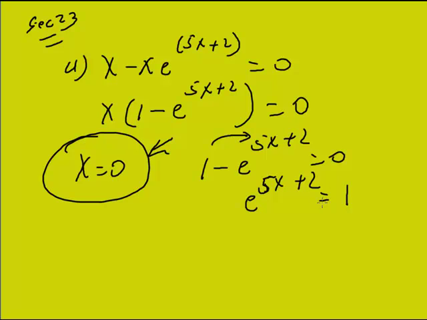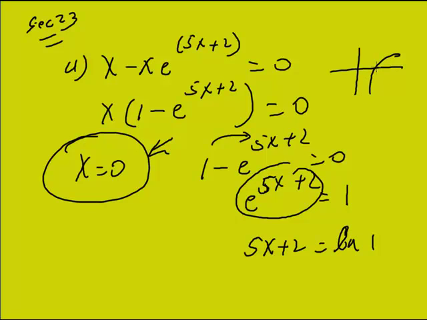What is my next step? ln. So when you ln this side, the e will disappear. You get 5x plus 2. You have to ln the 1, and you should know what ln of 1 is by now. What is ln of 1? 0. That's because the graph goes through 1. So I have 5x plus 2 is equal to 0. You get x is equal to negative 2 over 5. That's it.